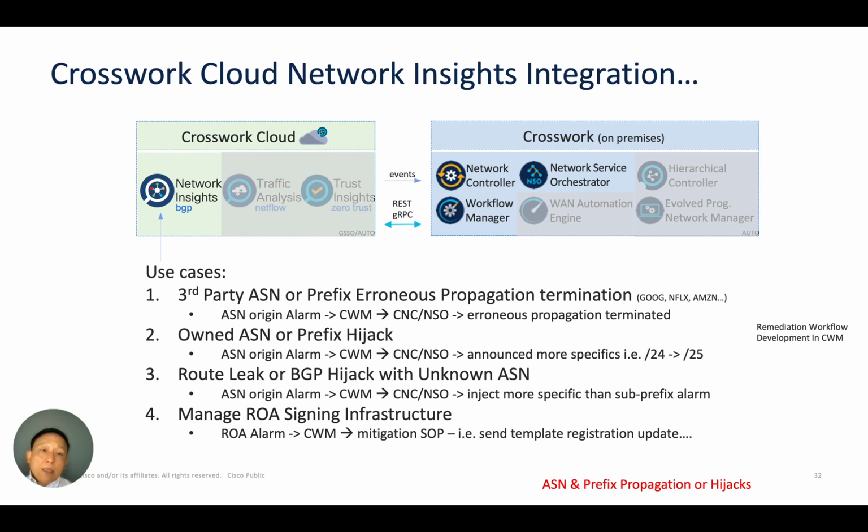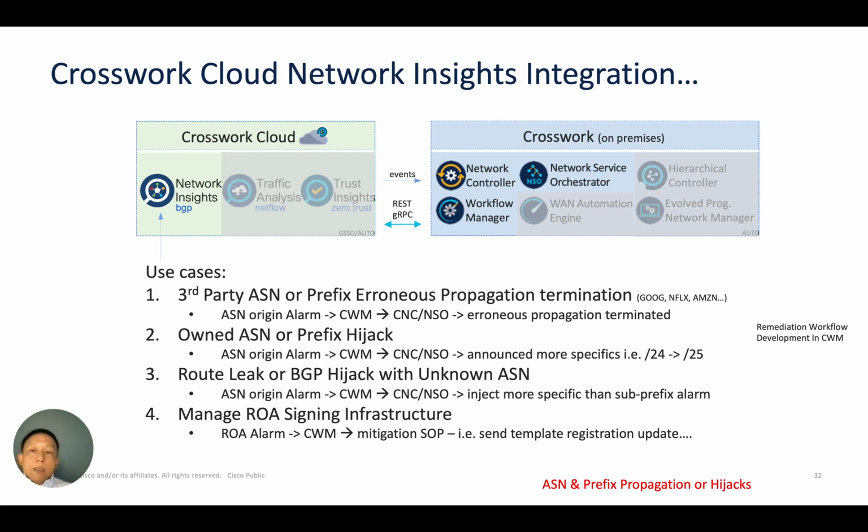The first use case: somebody is announcing some bad, erroneous prefixes and ASNs that belong to, let's say, Google, Netflix, or Amazon streaming services, and you want to stop that quickly because you don't want to propagate it. Usually, when you propagate erroneous announcements, that is when bad actors use it to hack and attack. This happens within maybe 5 to 7 minutes. How do you address this?